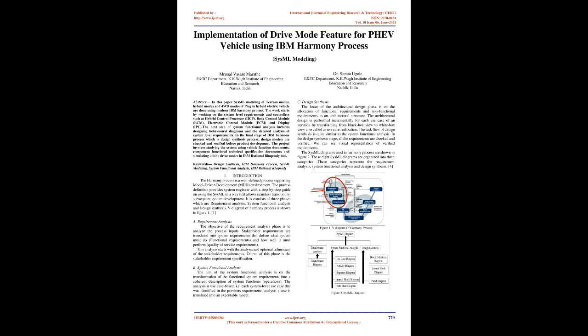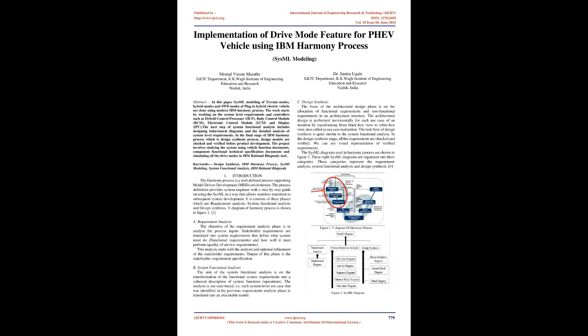The next step, system functional analysis, includes designing behavioral diagrams and the detailed analysis of system-level requirements. In the final stage of the IBM Harmony process, which is the design synthesis process, design models are checked and verified before product development. The project involves studying the system using vehicle function documents and component functional technical specification documents, and simulating all the drive modes in the IBM Rational Rhapsody tool. Keywords: design synthesis, IBM Harmony process, SysML modeling, system functional analysis, IBM Rational Rhapsody.